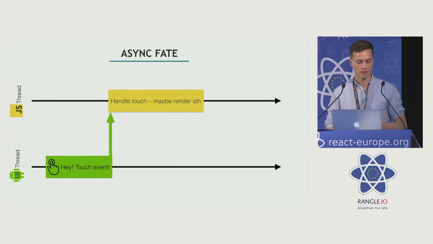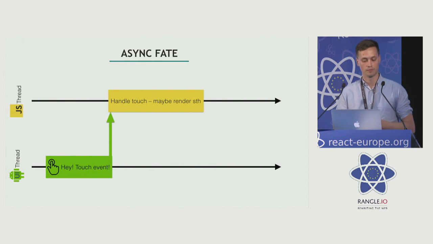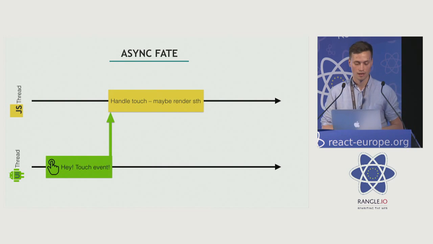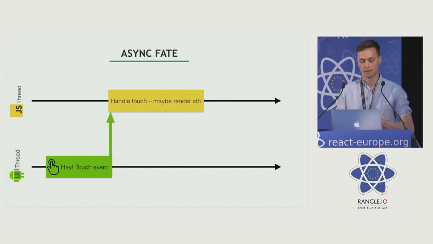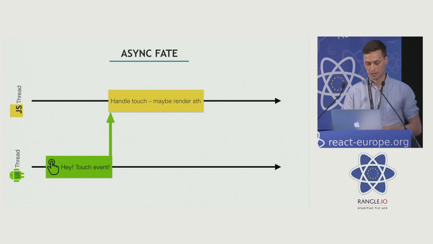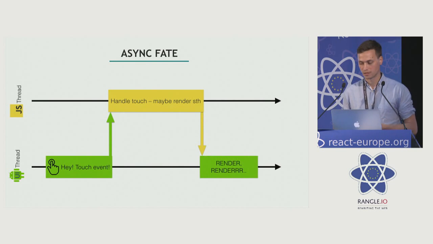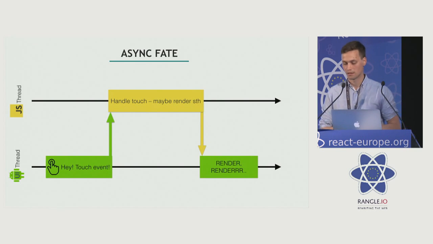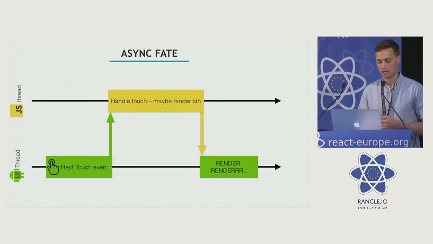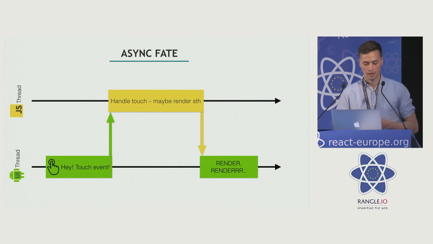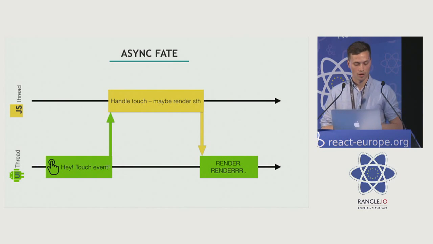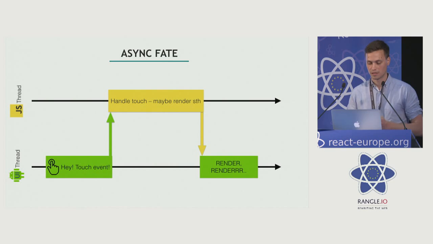And if JavaScript decided to change what to render as an effect of that touch event, so for example, render a highlight behind the button or something, then the render commands get generated. We pass that information back to the UI thread, and we render things. So you might already see where the problem is with being asynchronous here.